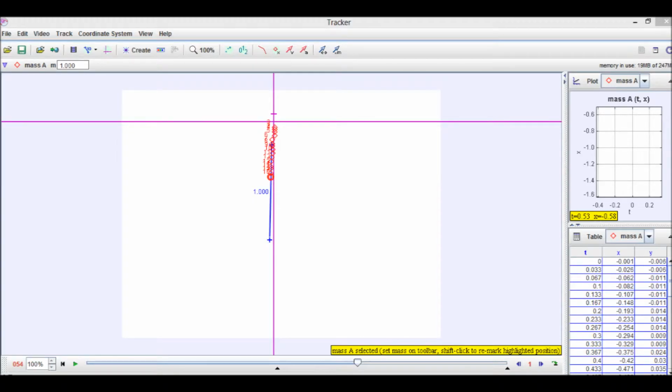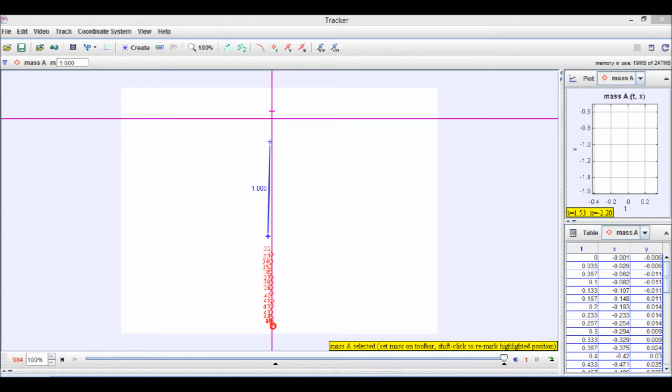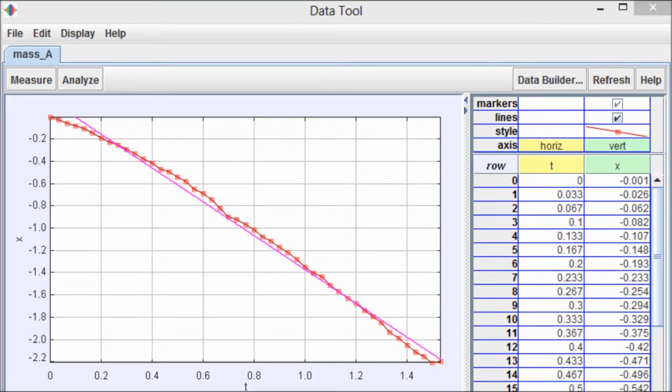My lab group decided to drop 3 coffee filters from a given height to see the effects of drag force on an object trying to reach terminal velocity. We charted the effects on Tracker Pro, and these are the results. This is a position versus time graph of the results we got from dropping the coffee filter from the given height.